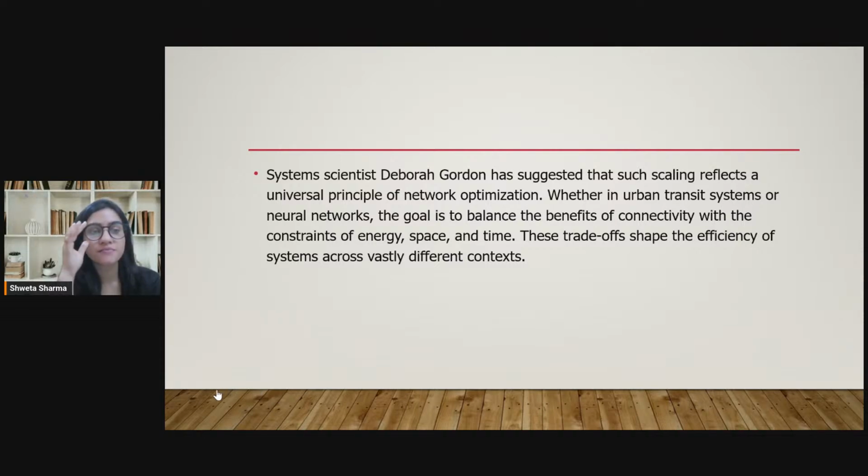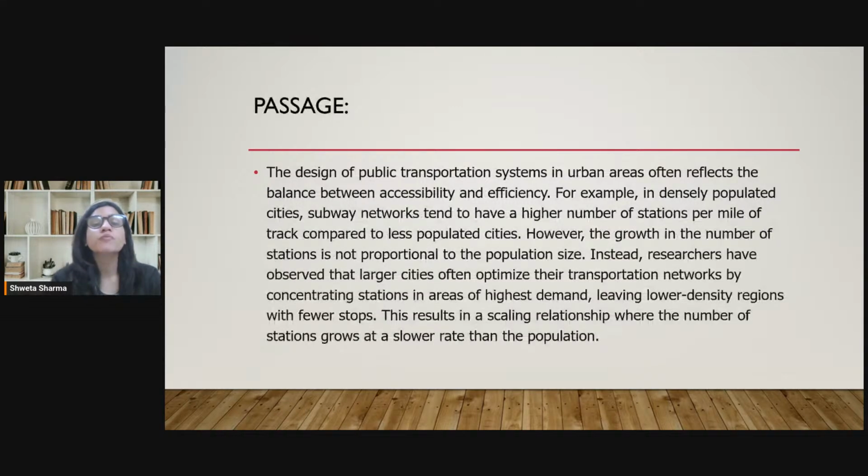Guys, can we quickly discuss? What is the general idea about? The passage starts with an architecture for public transportation, the connectivity, the network of the transportation system, and then slowly and gradually moves towards densely populated cities, subway networks coming out of it, and growth in the number of stations, which is said to be not so proportional to the population size. Instead, researchers have observed that larger cities have rather better networks. They've often optimized the transportation network by concentrating stations in areas of highest demand. Wherever we find the most crowd, they would have a station there, leaving lower density regions with fewer stops.